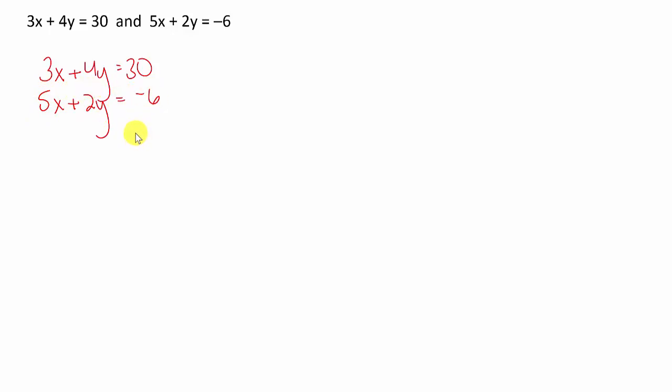And then I need to look and see, is there a variable that has the same coefficient? So these x's, this is a 3, this is a 5, that doesn't work for me. And here's my y's, and this is a 4, and this is a 2, so that doesn't work either. So it's not set up nicely. We have to do something to it to make it work for us. So we're going to ask ourselves, is there anything I can multiply 5 by to make 3? No, there's not. Is there anything I can multiply 2 by to make a 4?